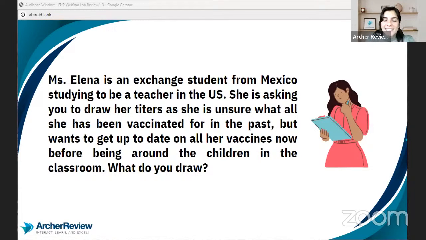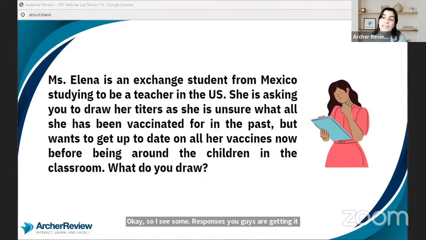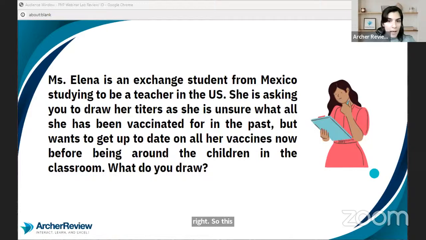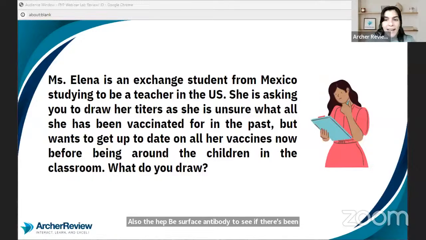Okay, so I see some responses. You guys are getting it right. So this Hep B surface antigen, absolutely. Also the Hep B surface antibody to see if there's been protection, right? And then the total core antibody, Hep B antibody. So absolutely, you want to evaluate all three of those. Those are going to be your screening labs that you're going to order in this patient.